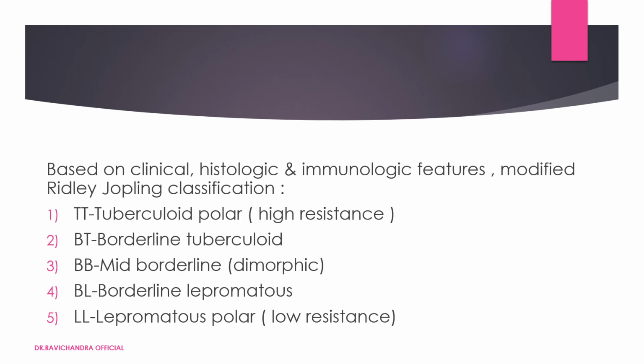Based on the clinical, histological, and immunological features, there is a modified Ridley-Jopling classification where these two polar forms are subclassified and made into five types. One is tuberculoid polar, TT, borderline tuberculoid, mid borderline, borderline lepromatous, and lepromatous polar. Tuberculoid polar will have high resistance and lepromatous polar will have low resistance. So remember T for top, high resistance. Lepromatous leprosy, L, low resistance.